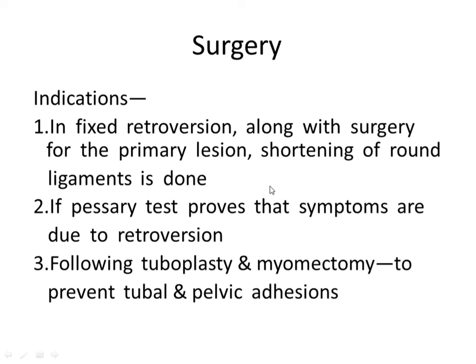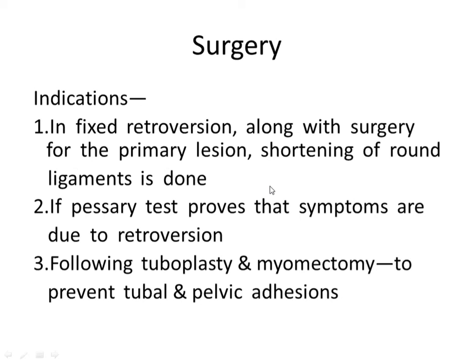Now, that will become a fixed retroversion. If this becomes fixed, the direction of the fallopian tubes, the direction of the cervix, everything changes, the anatomy changes. And if myomectomy was done basically for improving the fertility in this patient, the whole purpose is lost. The tubes get kinked, and again the problem of infertility will persist.